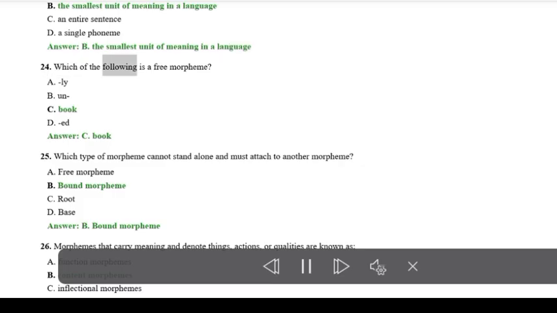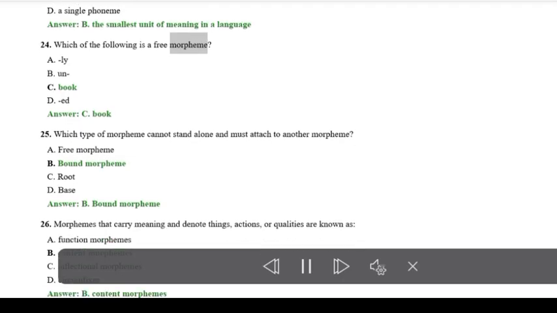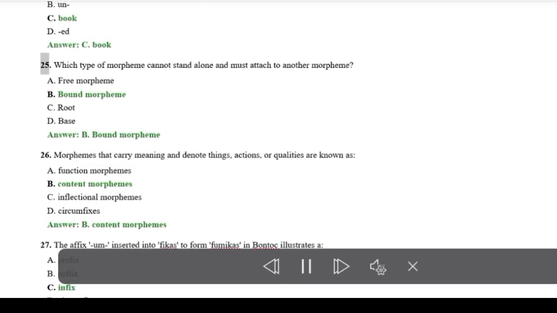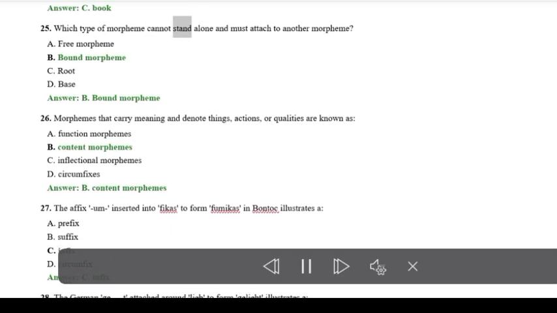24. Which of the following is a free morpheme? A. Ly. B. A. C. Book. D. Ed. Answer: C. Book. 25. Which type of morpheme cannot stand alone and must attach to another morpheme? A. Free morpheme. B. Bound morpheme. C. Root. D. Base. Answer: B. Bound morpheme.